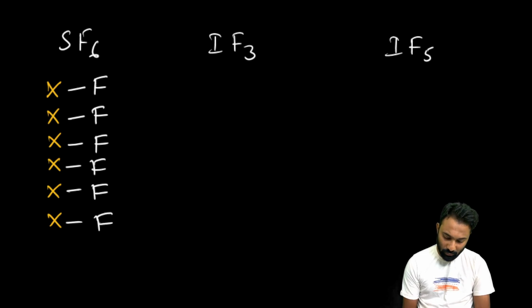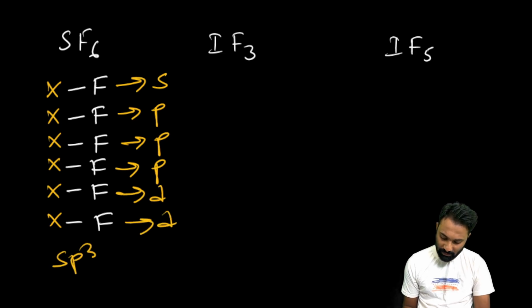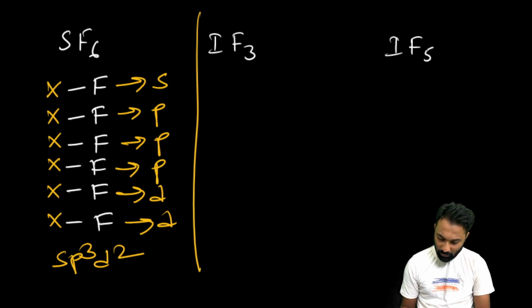Clear? Now here this is S, this is P, this is P, this is P, this is D, this is D. So what is the hybridization of the SF6? sp3d2. sp3d2.